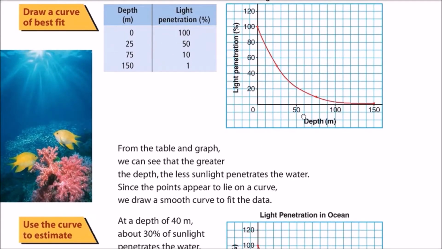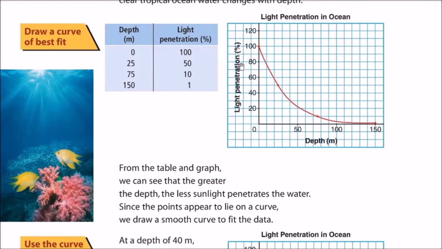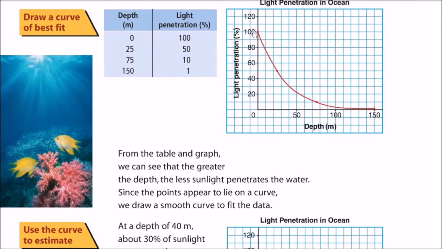So this is the graph which we can make. This is the depth and this is the light penetration. For 0 we have 100, and for 150 we have just 1. And this is not a linear relationship. This is a curvilinear, curve relationship. So it's a smooth curve.